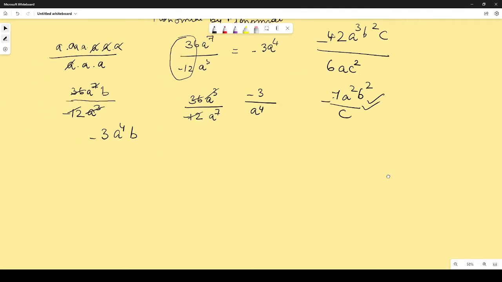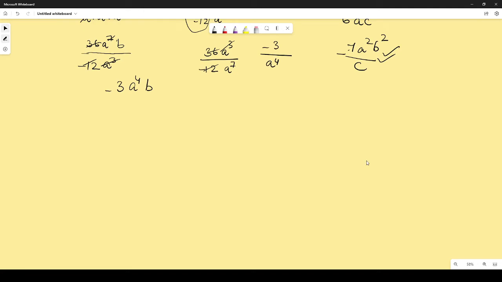Okay, let us now take up a binomial by a monomial. So the example given over here is 9a to the power 5 minus 6a square, divided by 3a square. Now this is division of a binomial by a monomial.